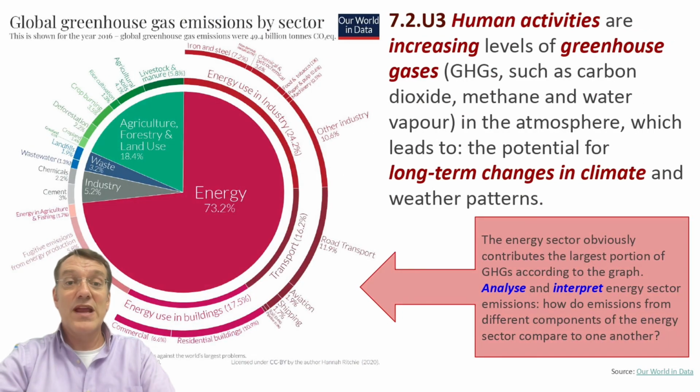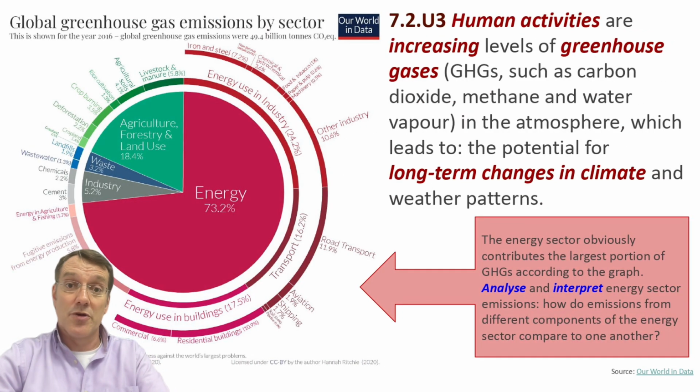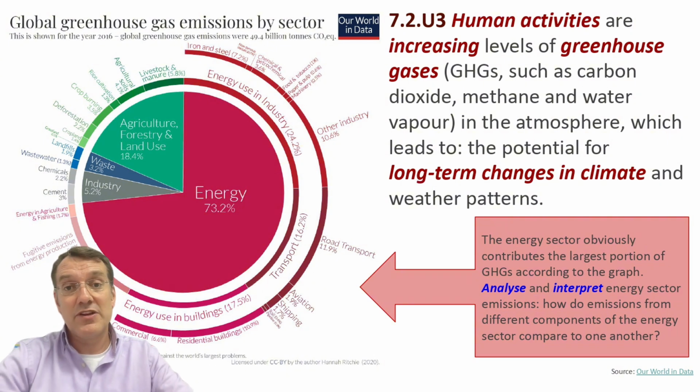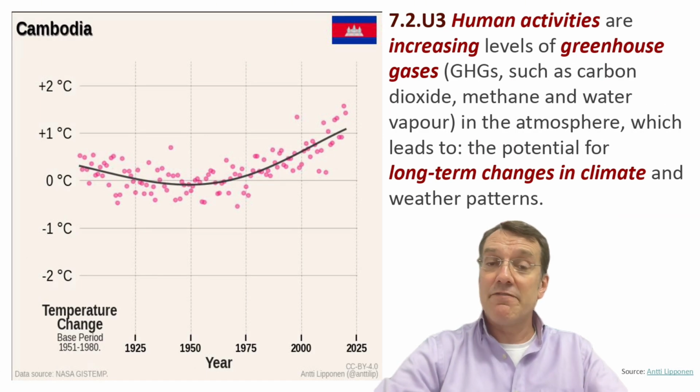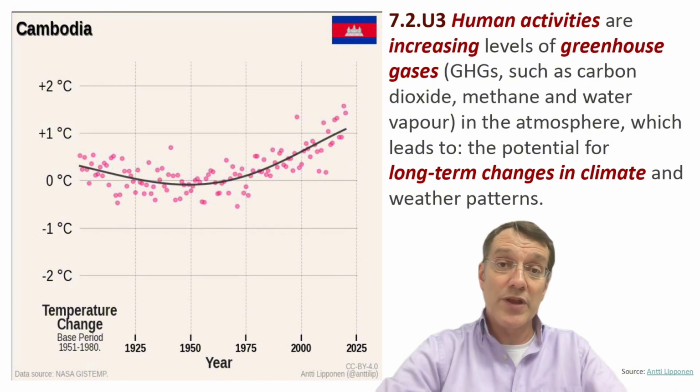This pie chart breaks down global greenhouse emissions by sector. The energy sector, shown in red, dominates at 73.2% of total emissions. But let's look deeper. This includes not just electricity generation, but also energy use in buildings, in transportation, and in industry. Here we see how global trends manifest at a local level, using Cambodia as an example.